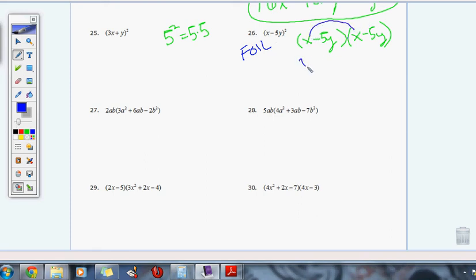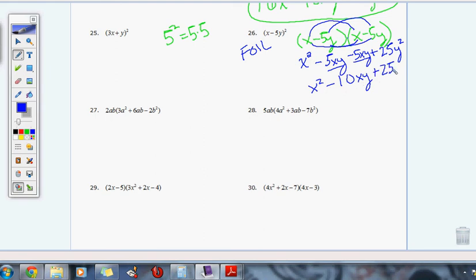X times x, we got an x squared. Outside, negative 5xy. Coincidentally, on the inside, we get negative 5xy. And then on the outside, a negative times a negative is a positive 25y squared. All right, so looking here, we can combine the inner terms. X squared minus 10xy plus 25y squared. And that is the final answer for that binomial squared, which we rewrote and then did FOIL.